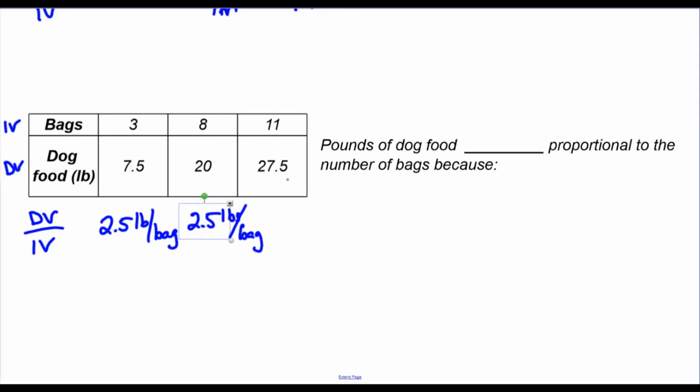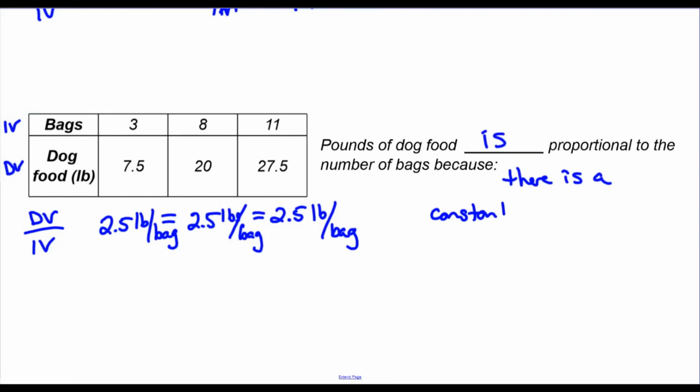And 27.5 pounds divided by 11 bags would be 2.5 pounds per bag. So we can see that this is a constant unit rate. It's always 2.5 pounds per bag. No matter how many bags we buy, it's always 2.5 pounds per bag. So pounds of food is proportional to the number of bags because there is a constant rate of 2.5 pounds per bag.